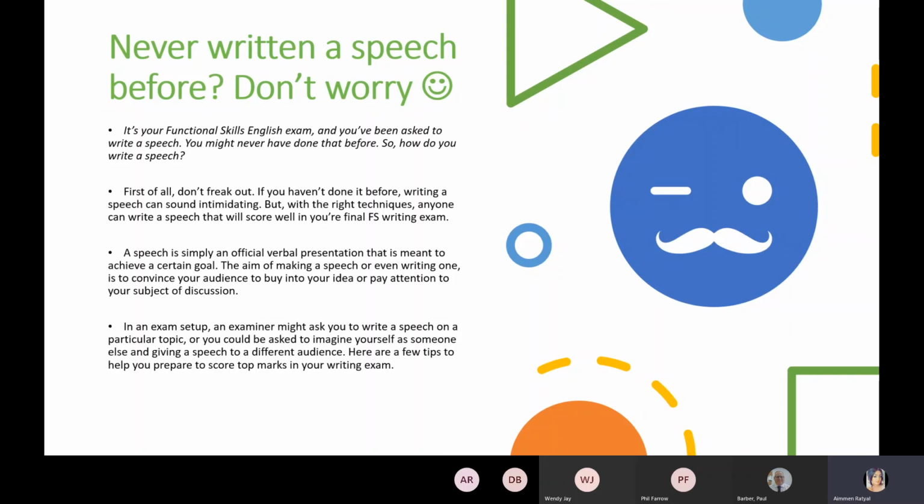So a speech is simply an official verbal presentation that is meant to achieve a certain goal. The aim of making a speech or even writing one is to convince your audience to buy into your idea or pay attention to your subject of discussion. In an exam setup, an examiner might ask you to write a speech on a popular topic, or you could be asked to imagine yourself as someone else giving a speech to a different audience. So the next few slides give you the tips that you can use to help you prepare to write a speech.